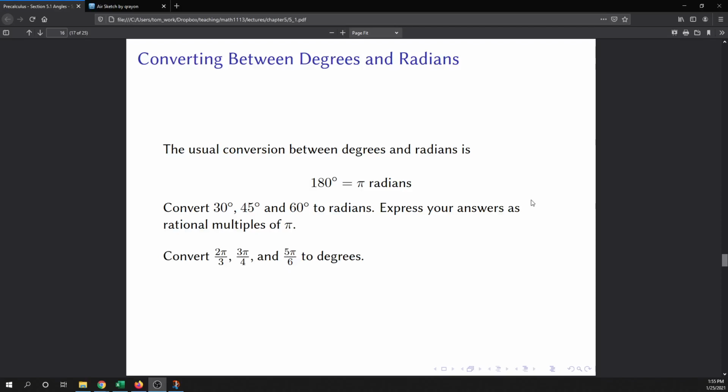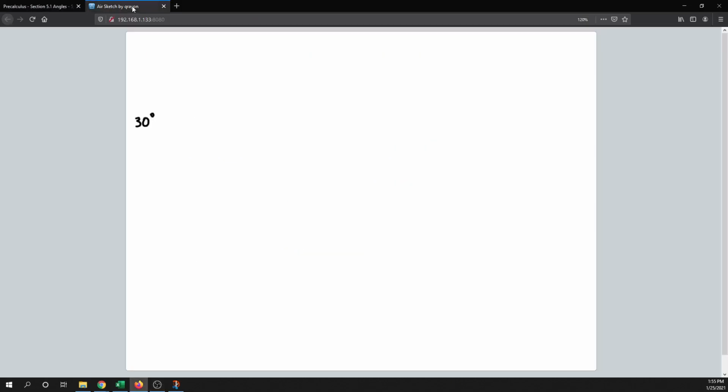All right, in this video, we're going to talk about how to convert back and forth between degrees and radians. So the examples that we want to work are right here. So first off, we want to convert 30 degrees to radians. All right, and so 30 degrees, let me make that a little larger.